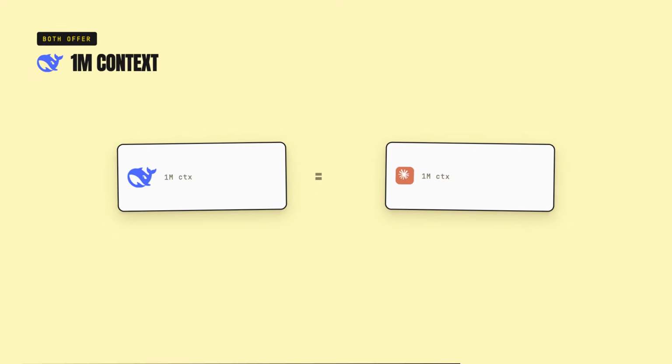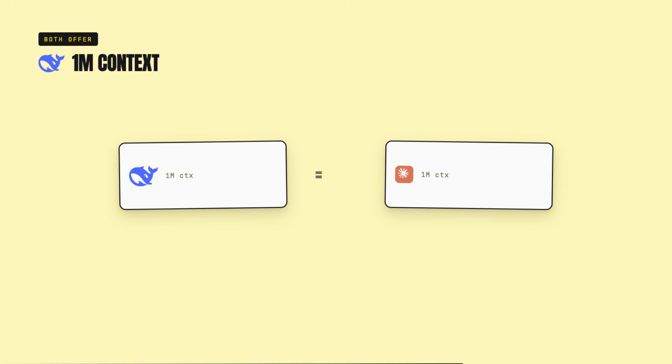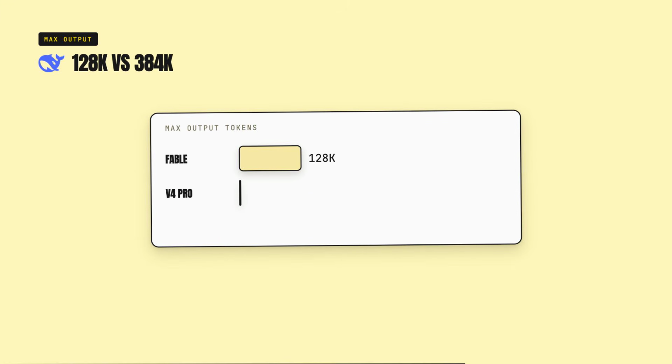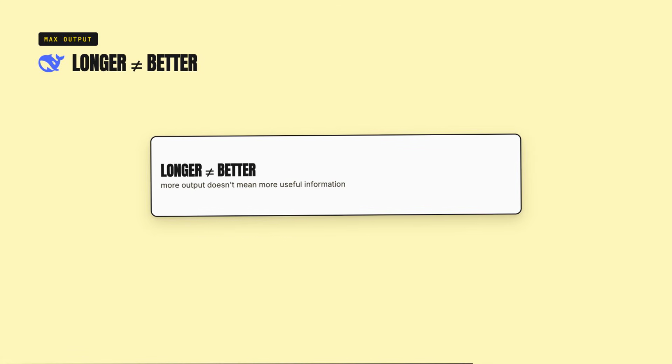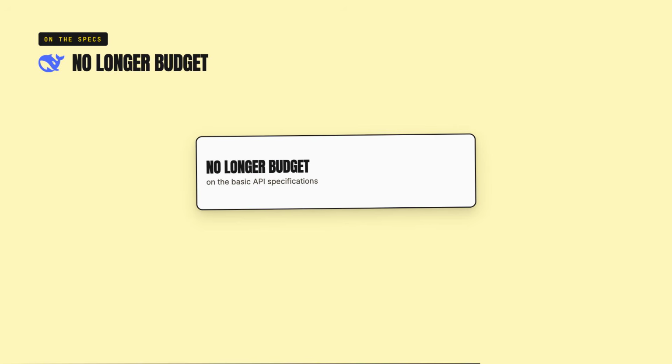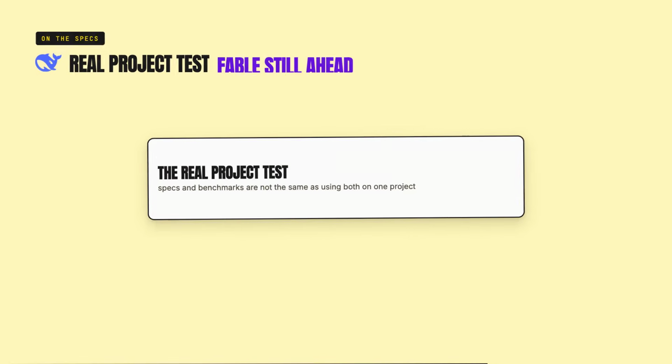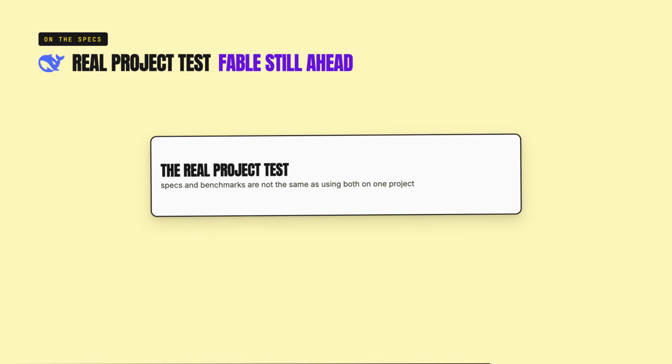Both V4 Pro and Fable 5 offer a 1 million token context window. Fable can produce up to 128,000 output tokens in one request. DeepSeek lists a maximum of 384,000. That does not mean DeepSeek will remember more useful information or that a longer answer will be better. It simply means that, on the basic API specifications, V4 Pro no longer looks like the budget model in this comparison. But specifications and company benchmarks are not the same as using both models on the same real project, and Fable still has important advantages.